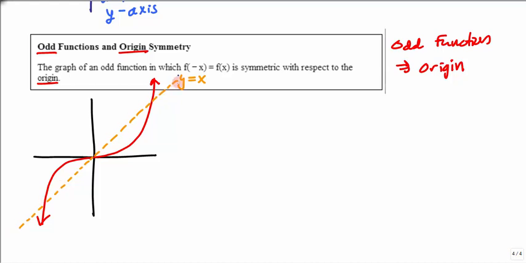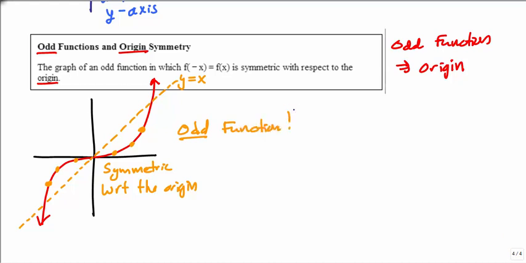This is kind of that symmetric with respect to the origin line. Now if you notice, every point here is reflected across over here. So again, every point here is reflected across over here through the origin. And so this is called an odd function. So this is symmetric. WRT means with respect to the origin. And because it's symmetric with respect to the origin, this is called an odd function.